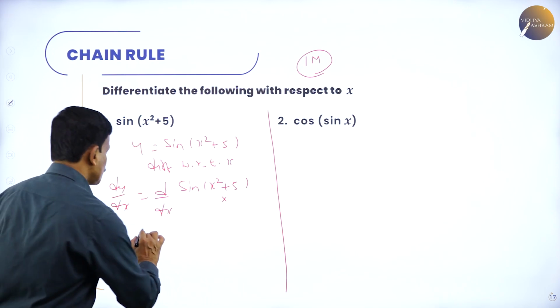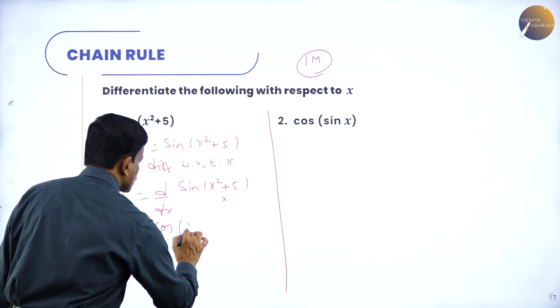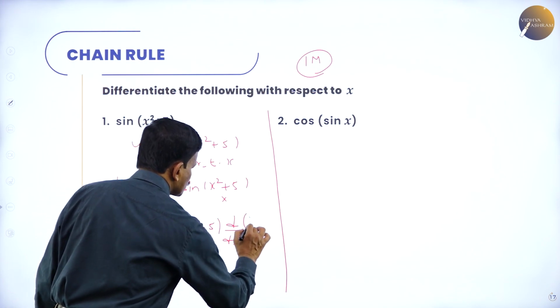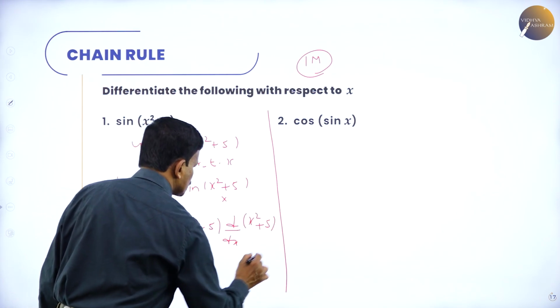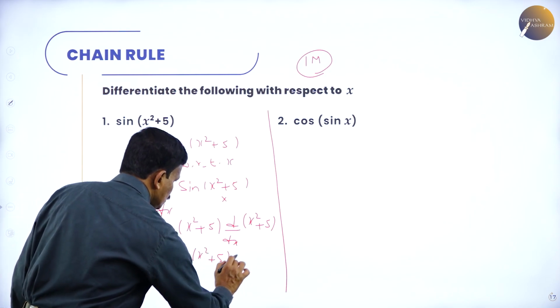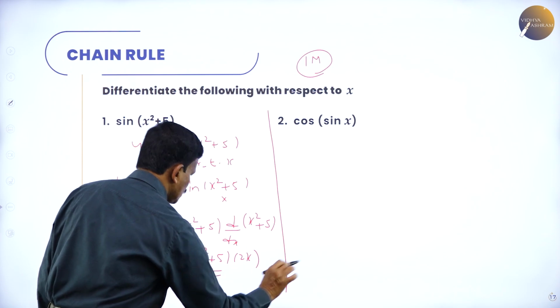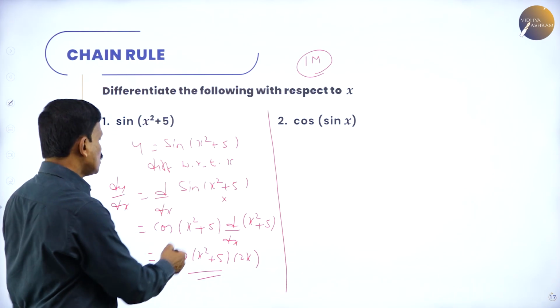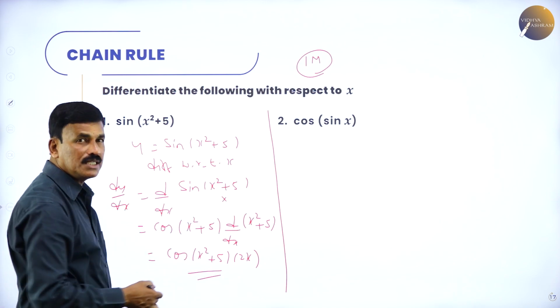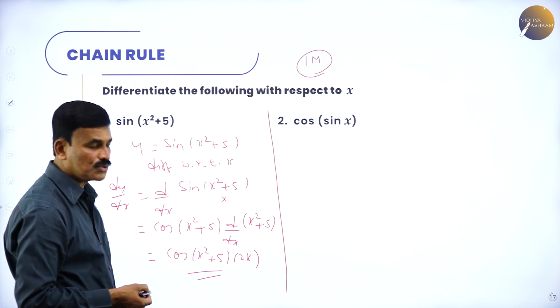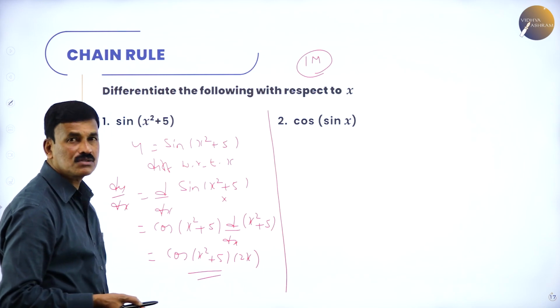What is the differentiation of sin X? cos X, where X is nothing but x square plus 5, into d by dx of this inside function, x square plus 5. So this is cos of (x square plus 5) into the differentiation of x square, which is 2x. That's it. Differentiation of x square is 2x, and the constant 5 gives 0. So the answer is 2x cos (x square plus 5).